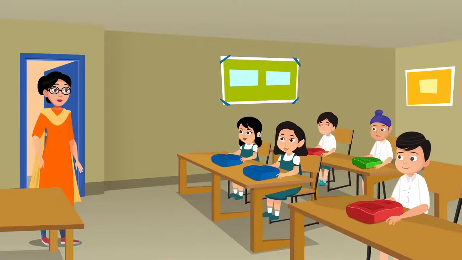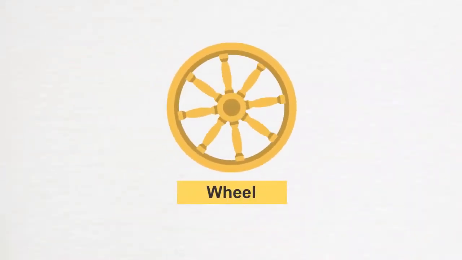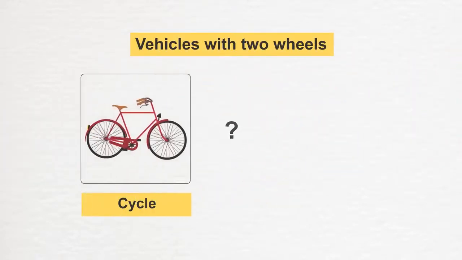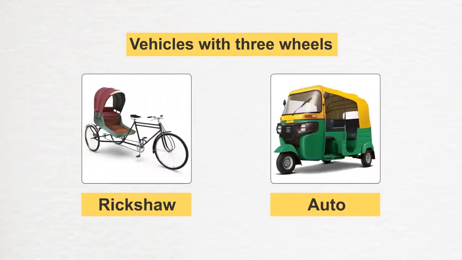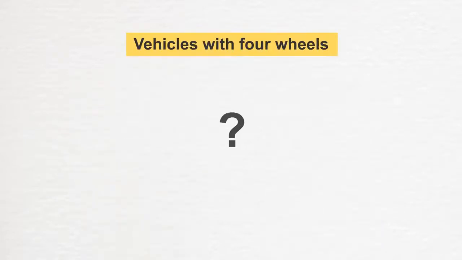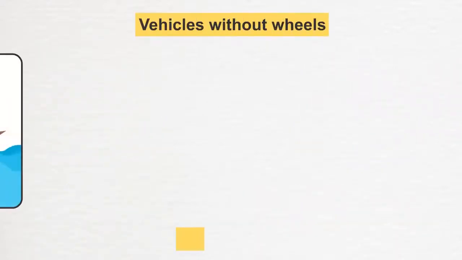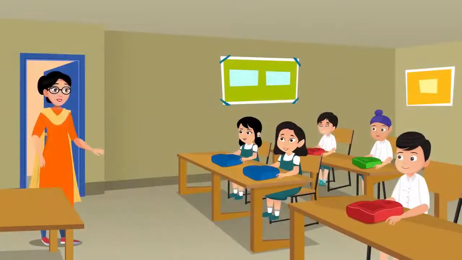As civilization progressed, new vehicles were invented and created. The first and very important invention was a wheel. Students, can you name some two-wheeled vehicles? Cycle, scooter. And three-wheeled vehicles? Rickshaw, auto. And vehicles with four wheels? Car, bullock cart. And more than four wheels? Bus, truck, train. Now tell me, do we also have vehicles without wheels? A boat. Absolutely right. The boat, which floats on water, does not have any wheels.